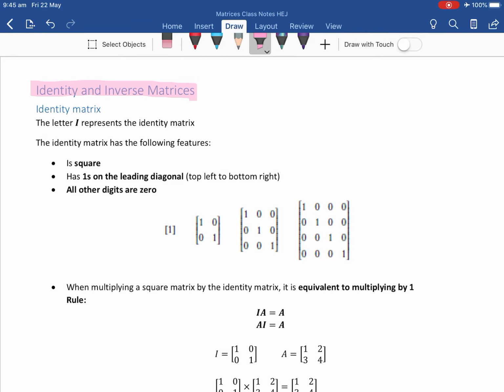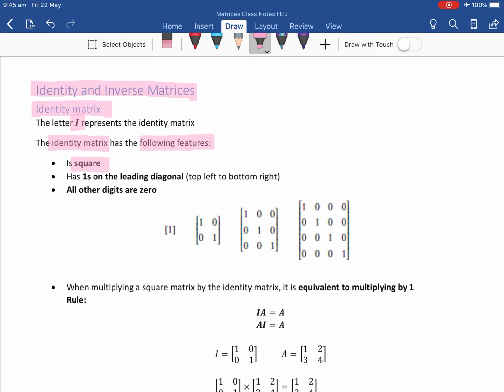So today we're looking at identity and inverse matrices. They're just different types of matrices that you can get. We'll start with the identity matrix. The letter I represents the identity matrix. Now, the identity matrix has the following features.